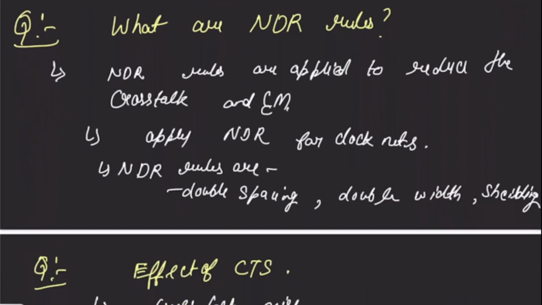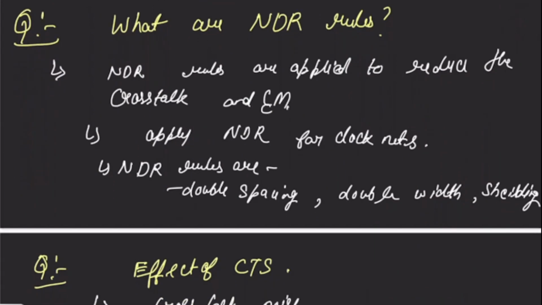What are the NDR rules? NDR rules are applied to reduce crosstalk and EM violations. We apply NDR for clock nets. Basic NDR rules are double spacing and double width. So these are some non-default routing rules we use for fixing crosstalk and EM violations.